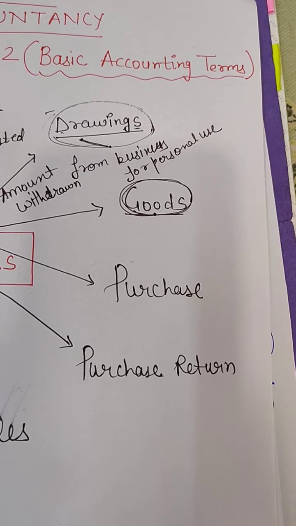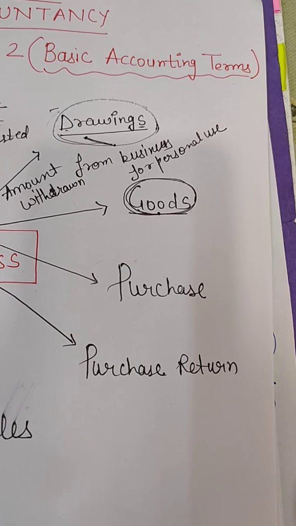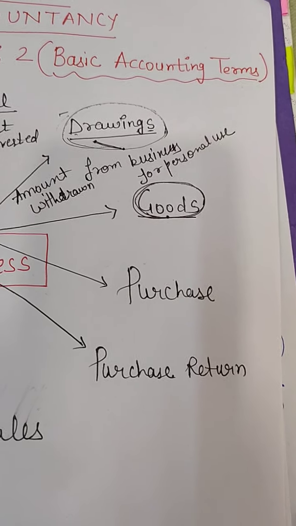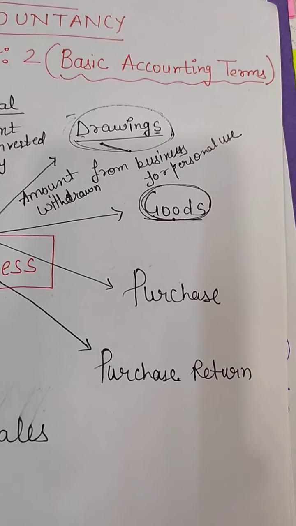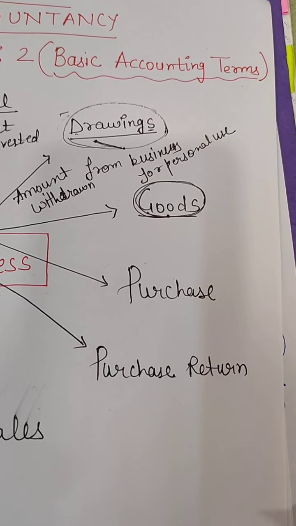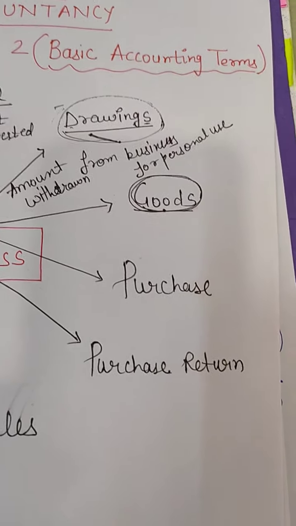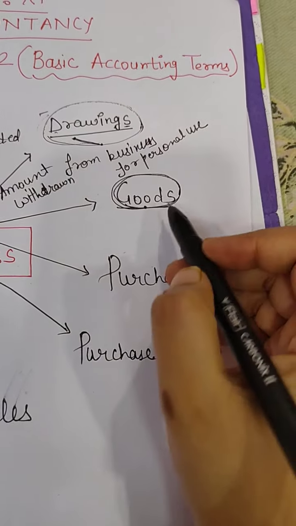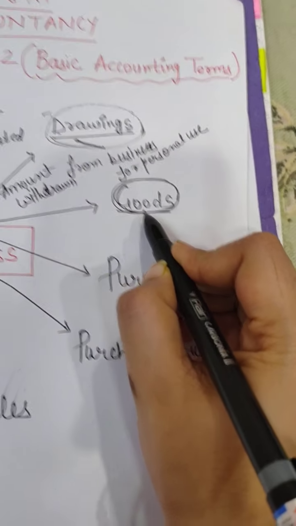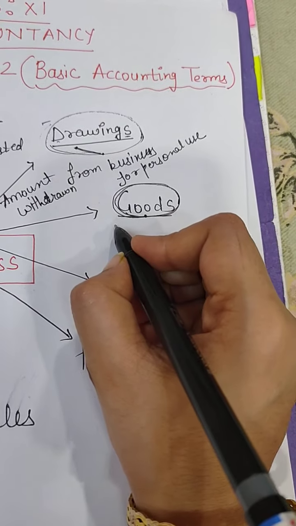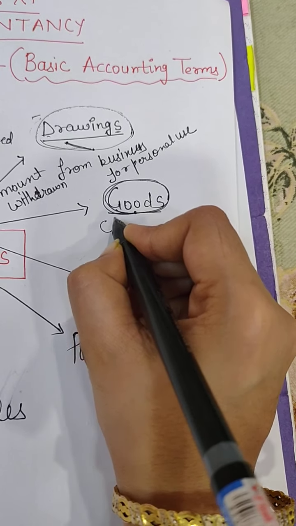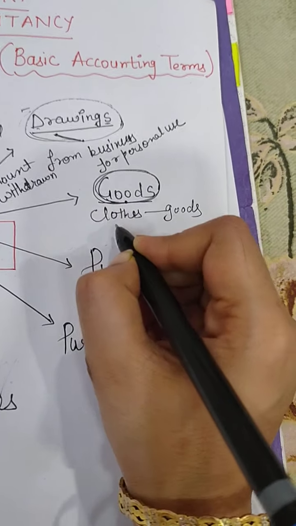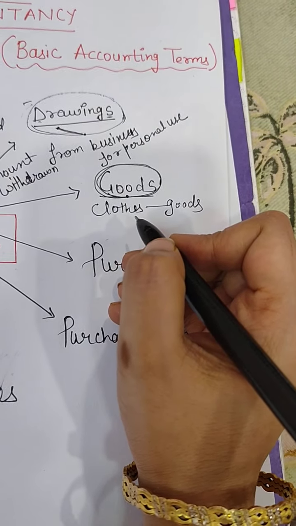goods is the thing in which the business is trading, meaning the thing which the business is purchasing for reselling. Business trading activities are purchasing, selling and earning profit. So the thing for which we are doing these trading activities is called goods. I have given the example: if my friend and I have started a clothes business, clothes are goods for me. If I have started a furniture business, then furniture is goods for me.